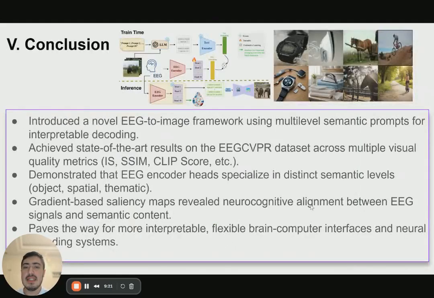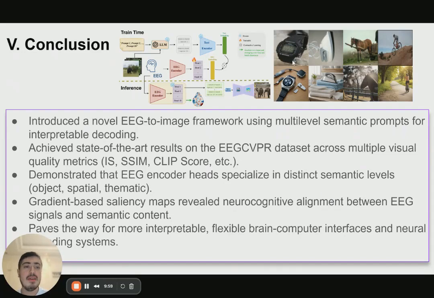For conclusion, we introduced a novel EEG-to-image framework that uses multi-level semantic prompts. We also achieved state-of-the-art results on the EEG CVPR dataset across multiple metrics, and we demonstrated that each EEG head is specialized in a distinct semantic level. We also did some interpretability analysis using gradient-based saliency maps. This work could be applied to clinical settings because it's pretty lightweight and requires limited training.